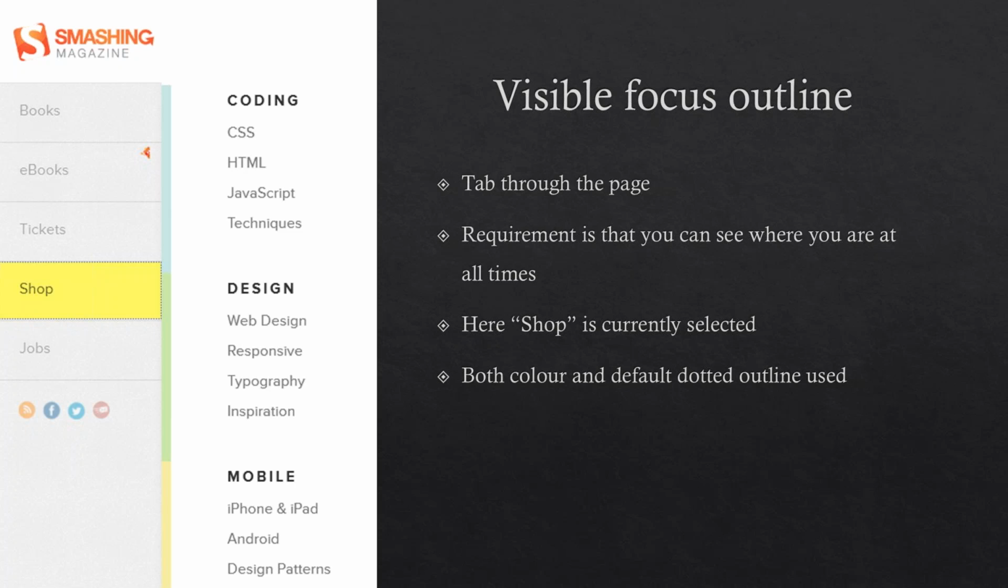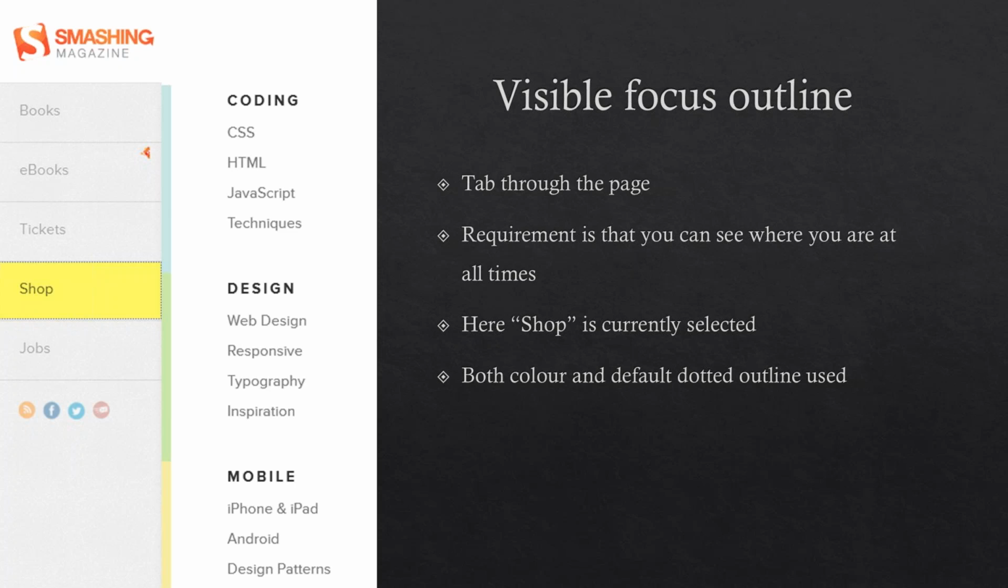A visible focus outline, so ensuring that it's easy to see where you are as a keyboard user, is very useful. As a mouse user, of course, you can follow the mouse cursor around, but keyboard users rely on the web page telling them where they are. So in this case, the shop link is selected, and I can tell that it's not only got a dotted outline, but it's got a solid yellow background, so it's very easy to spot.